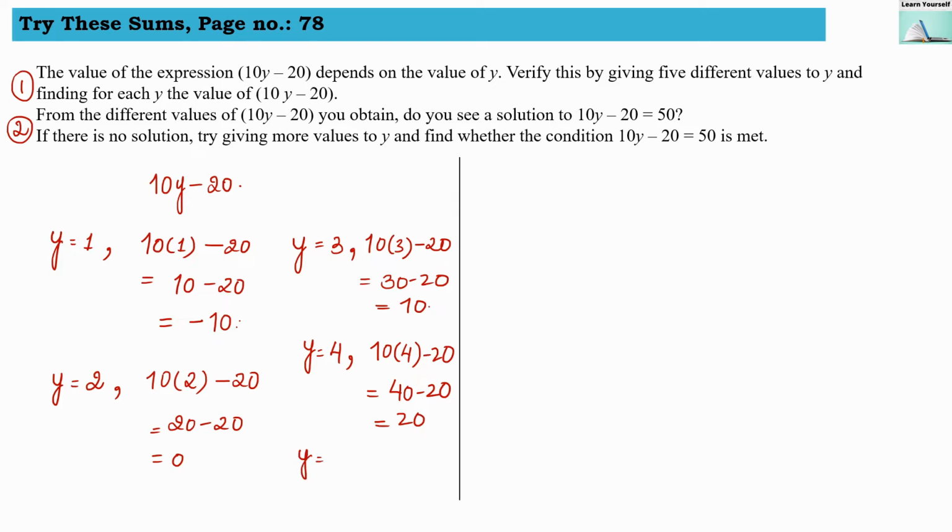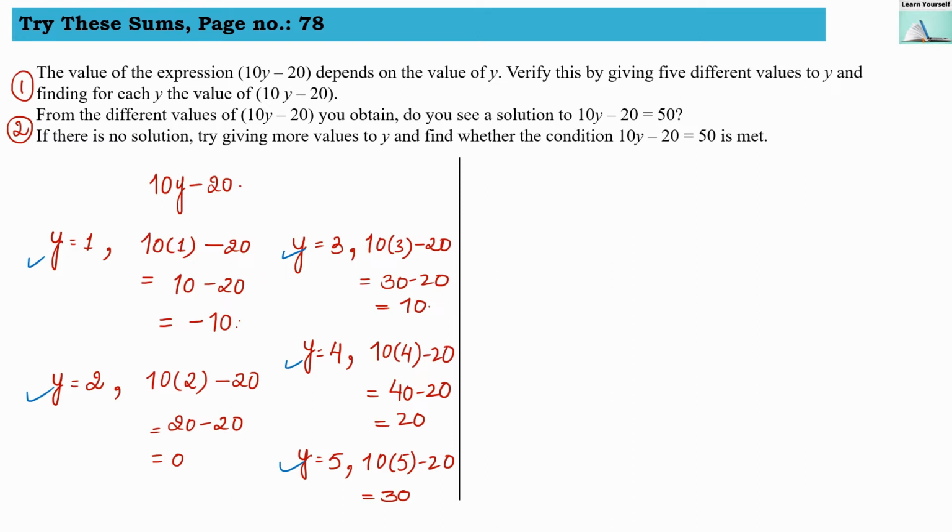And the last, when we take y equals 5, we get 10 into 5 minus 20, and as an answer we get 50 minus 20. So the answer is 30. So here we have taken 5 different values of y: 1, 2, 3, 4 and 5. For each of these different values we got different answers. So for each different value, the value of the expression will differ.